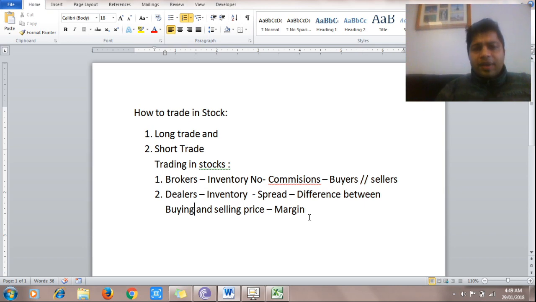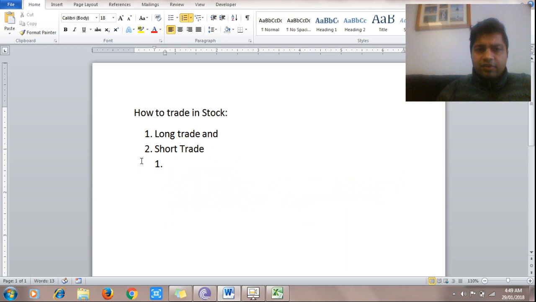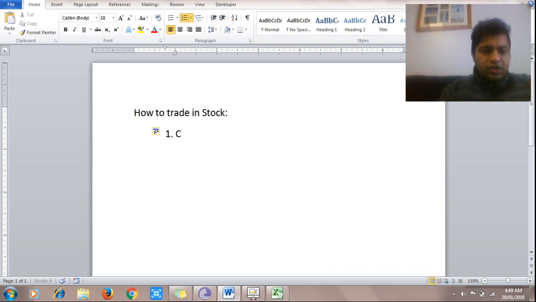Now coming back, irrespective of whether you are trading on a broker network or on a dealer network, you have two kinds of trade that you make on stocks. Actually there are three. There is a cover trade, but we'll cross that bridge when we come to it. So what is a long trade? Before going into long and short, there are two mediums to trade in stocks. First is cash and second is margin.